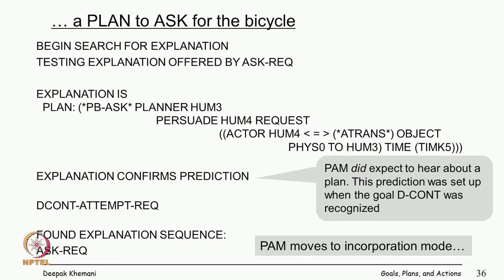Just as we had a plan box for walking, we have a plan box for asking. So, the explanation of having said that if you give me the bicycle and so on is because he has a plan of asking that. Pam is internally trying to understand what is really happening. Now, Pam was expecting a plan because it knew that there was a goal for which it was looking for a plan. So, it now says okay, I have understood why he asked him for the bicycle, because he had a plan of asking him for the bicycle, which is a plan of getting hold of Bill's bicycle. And then it goes into the incorporation mode.